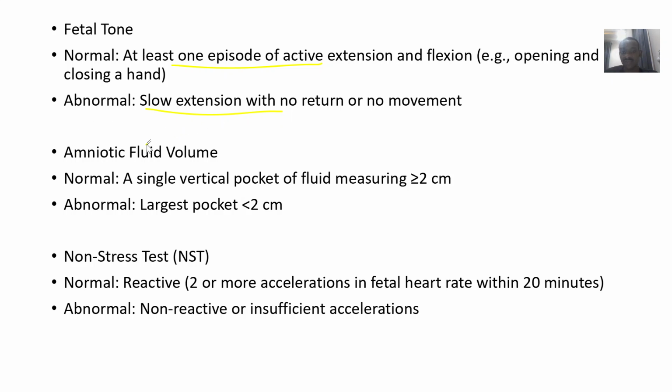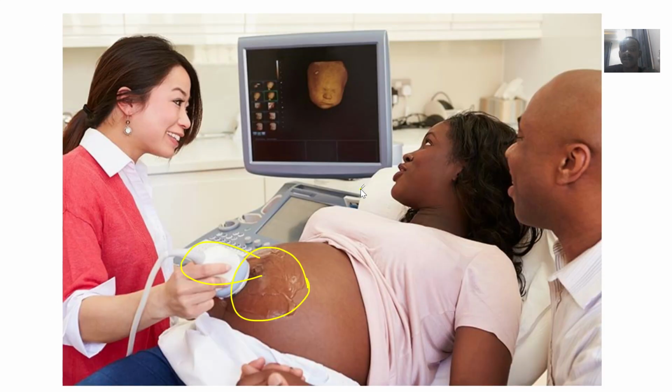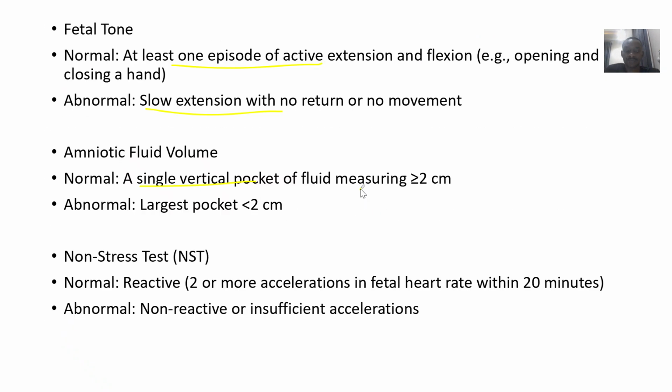Then the amniotic fluid volume, right? A single vertical pocket of fluid is measured. This is just a way of trying to see the amount of amniotic fluid that the baby actually has at its disposal. All right. Then abnormal is when the largest pocket is less than 2 centimeters. Normal should be more than 2 centimeters.